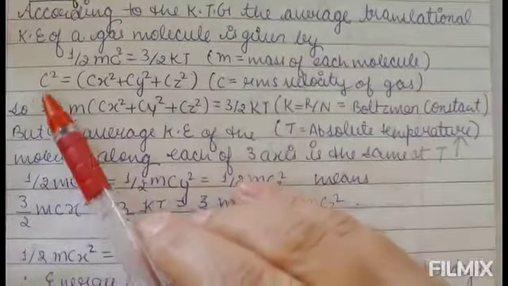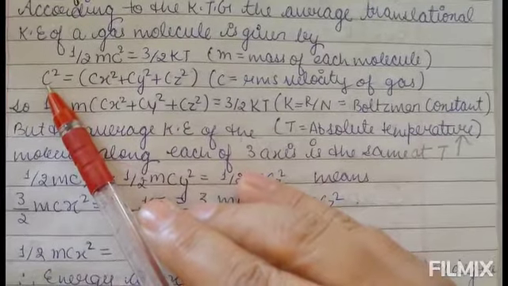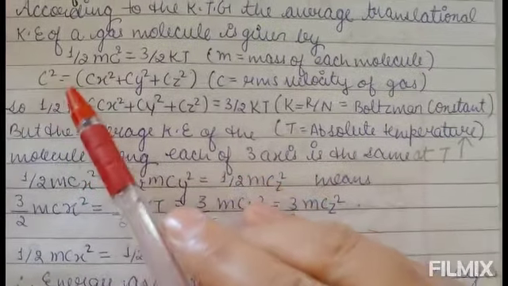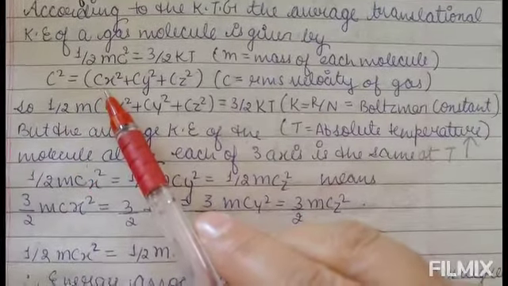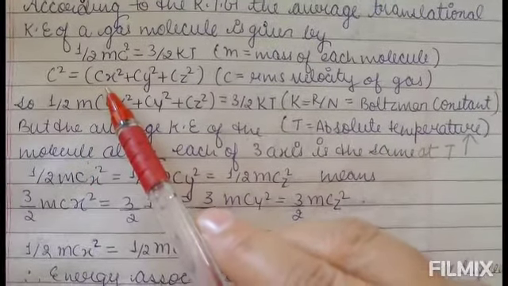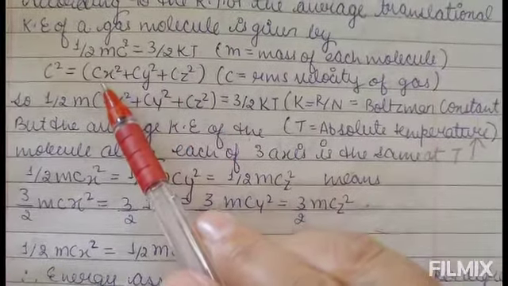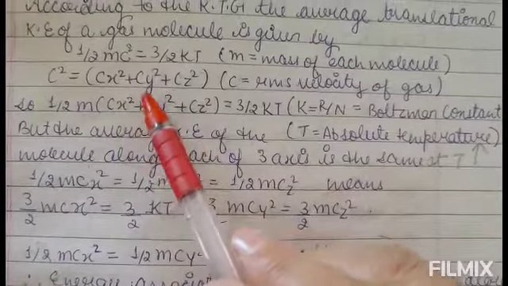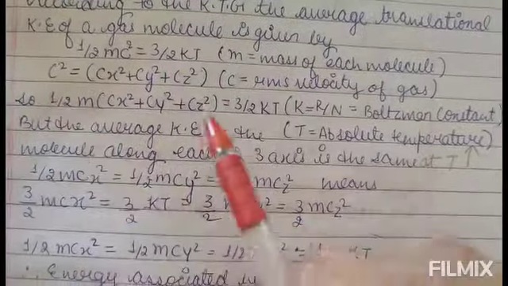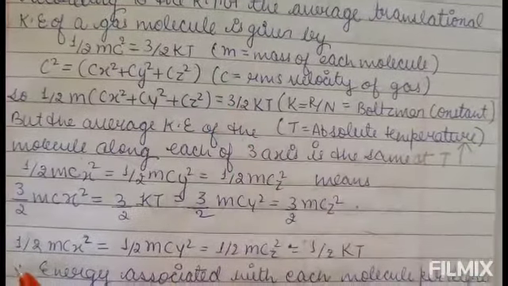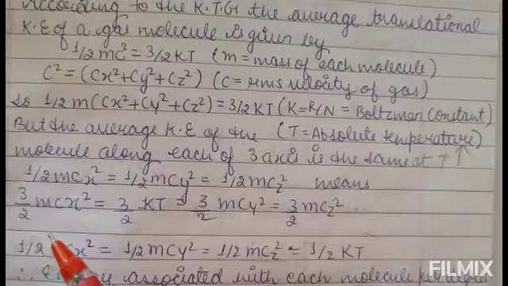Now we know that the velocity of the molecule, c square, can be written in terms of the components along the x-axis, y-axis and z-axis, like cx square plus cy square plus cz square is equal to c square, where c is the RMS velocity of the gas, that is, the root mean square velocity of the gas.